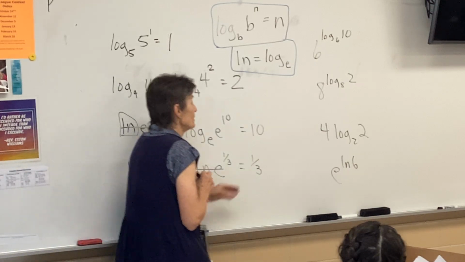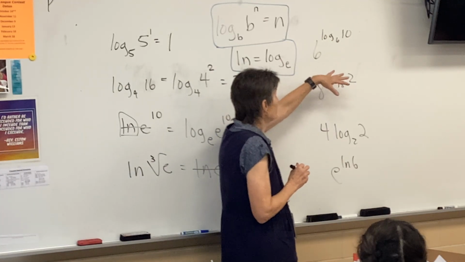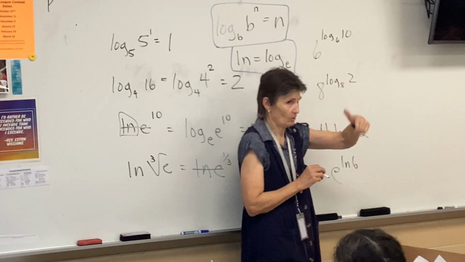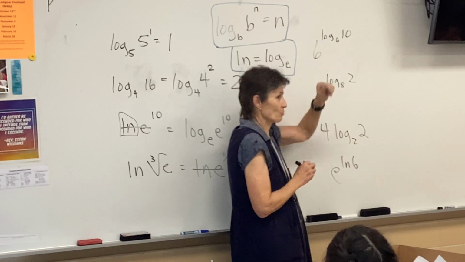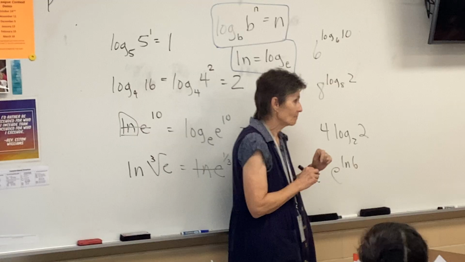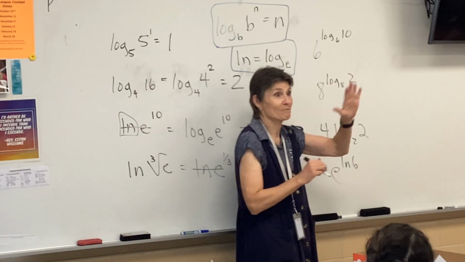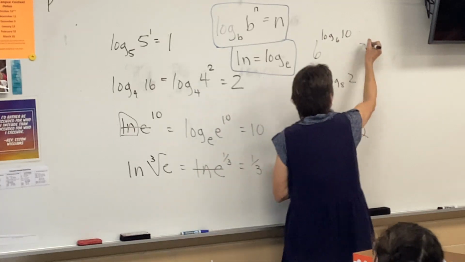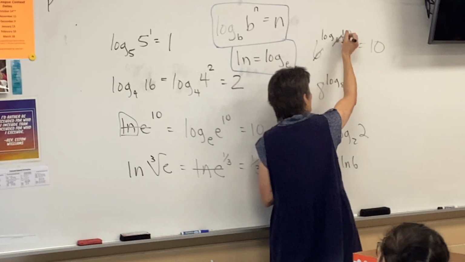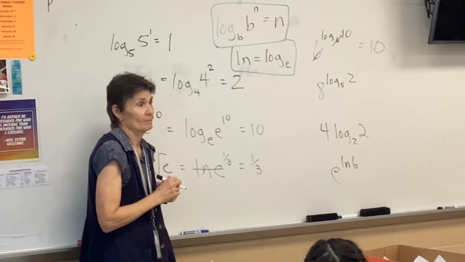Now, these two right here look a little different. If your life depended on you getting this right, what would you guess the answer to that is? 10. Whoever said 10 is still alive. The answer is 10. When the base of the exponent and the base of the logarithm match, the answer is the other number.